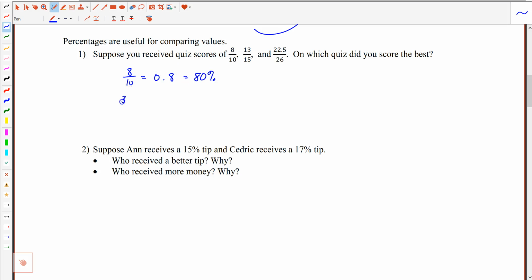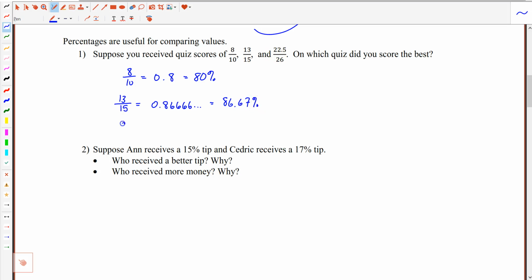For the second fraction, 13 out of 15 is equal to 0.86 repeating. Moving this decimal 2 spots to the right, that would be 86.67% if I were to take it out to the nearest hundredth of a percent.